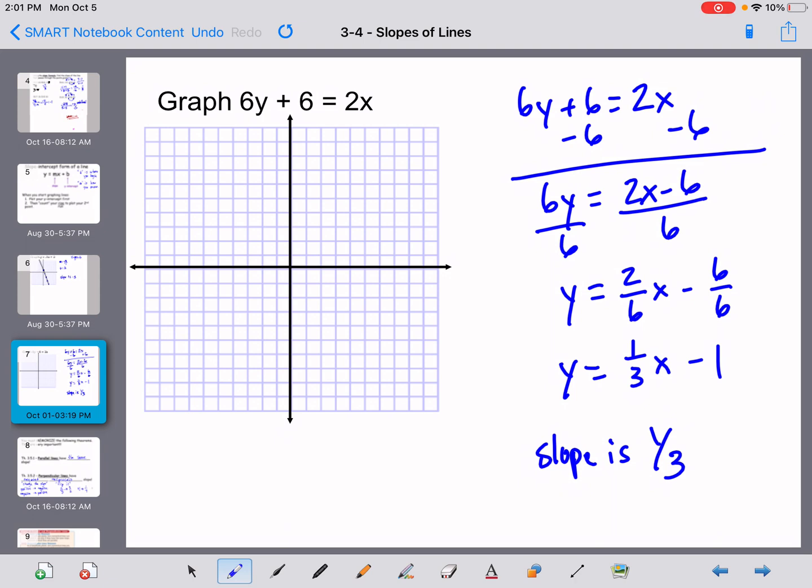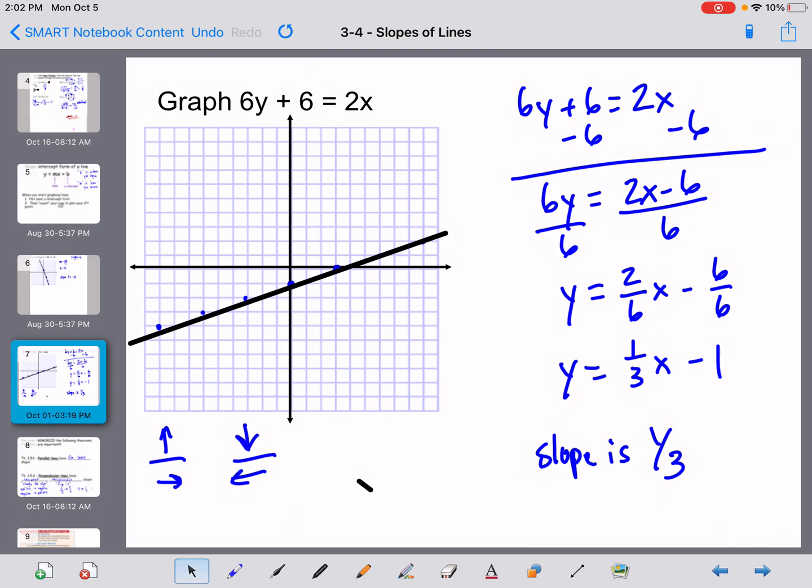If I had to graph it, I would start at -1. I would go up 1 and over 3. Up 1 and over 3. Okay? You want to remember that if up and to the right is true, down and to the left is true. And then I could make my line.